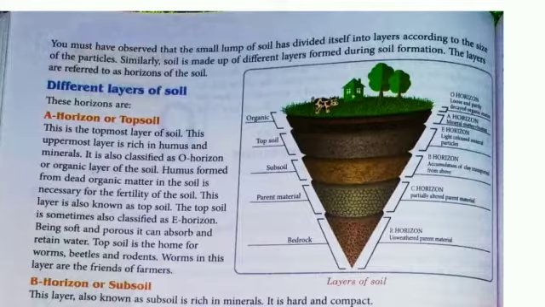You must have observed that the small lump of soil has divided itself into layers according to the size of the particles. Naturally, the bigger ones will be at the bottom and the smaller ones will come to the top. Similarly, soil is made up of different layers formed during soil formation. The layers are referred to as the horizons of the soil. Different layers of soil. This is a picture of layers of soil.